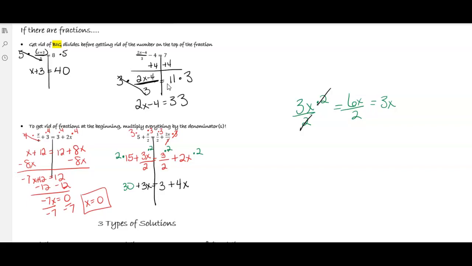So fractions look tricky. I know a lot of you will skip fractions, but we need to get used to using them and not being scared of them.